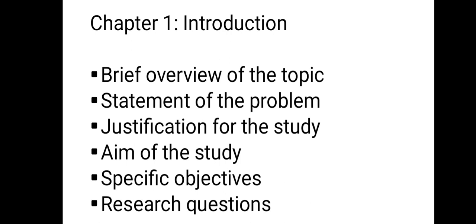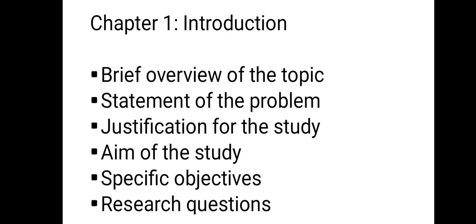And then there is a justification for the study. After stating the problem, there is need to justify why you need to spend resources on that topic. So there is need to make it clear that the investment into that topic, the finances, the funding, the time, the effort that you will put in writing that thesis will not be a waste. That is what is called justification for the study.